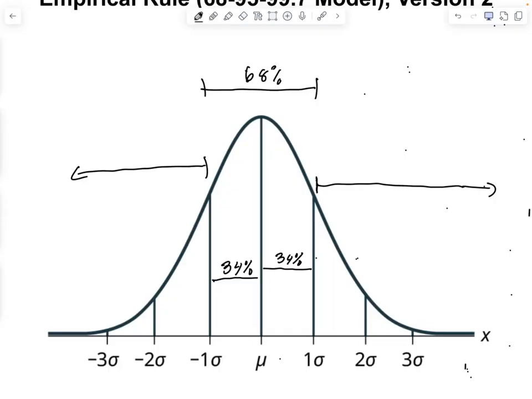All right. Let's change the color on here. We also know that this is 95%. So if this is 95%, what's half of 95%? What is half of 95%?